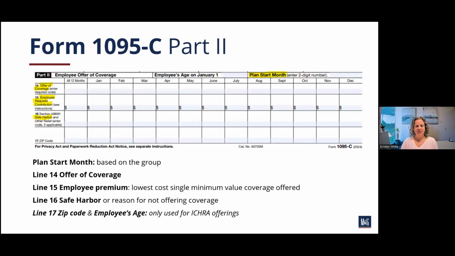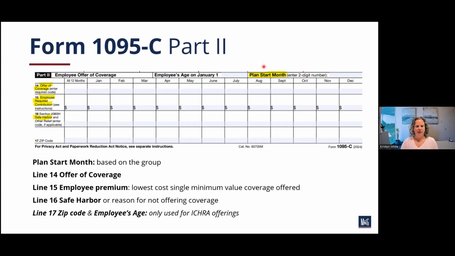Part 2, this is where we're going to spend most of our time here. I will touch on the last change we've had is a few years ago, they added this employee age and zip code. It was only needed for our folks that offer individual coverage HRA, which I don't think anybody on this call does, but if you do, then you populate those. The rest of us can leave it blank.